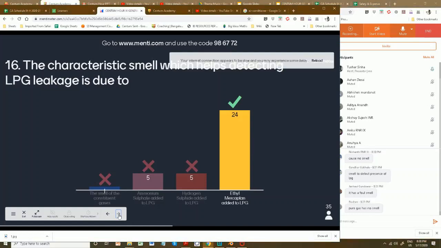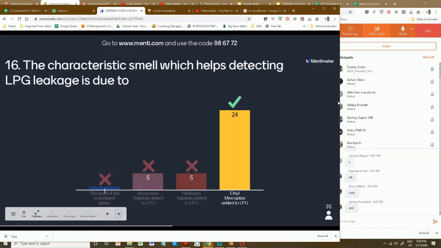Okay, fair enough. So, you know the formula of ethyl mercaptan, anyone? Anyone knows the formula of ethyl mercaptan? Yes, tell me, what is ethyl mercaptan? I think it's C2H5S. C2H5S, it's not CH4S. Yes, right?